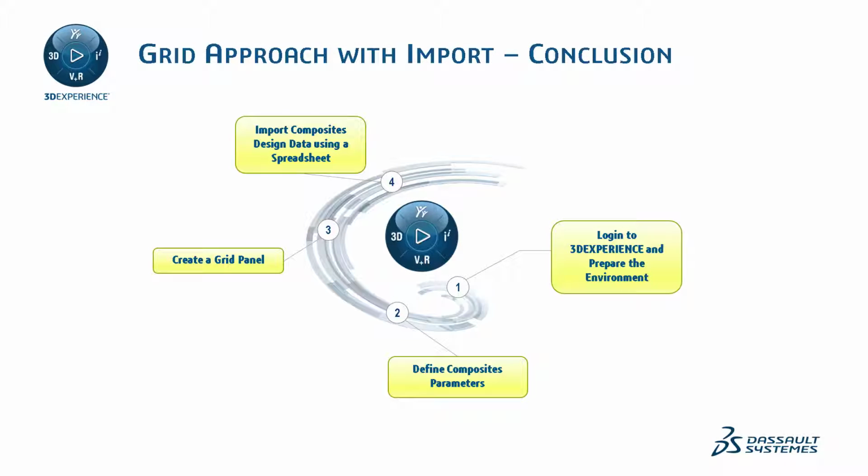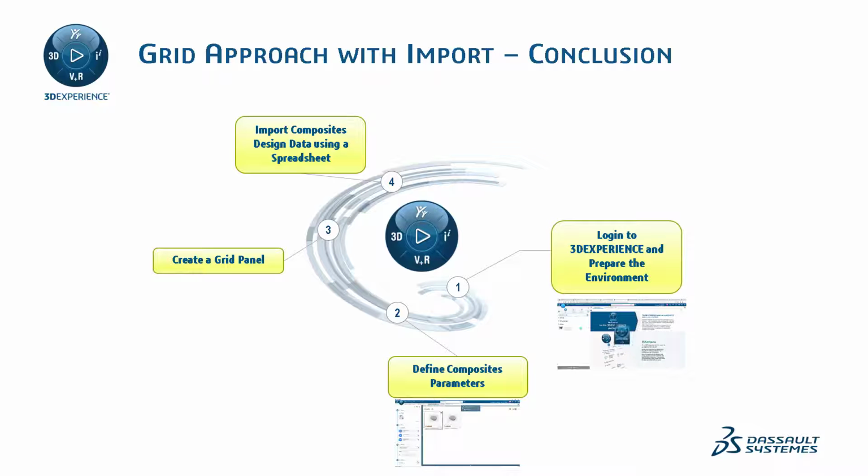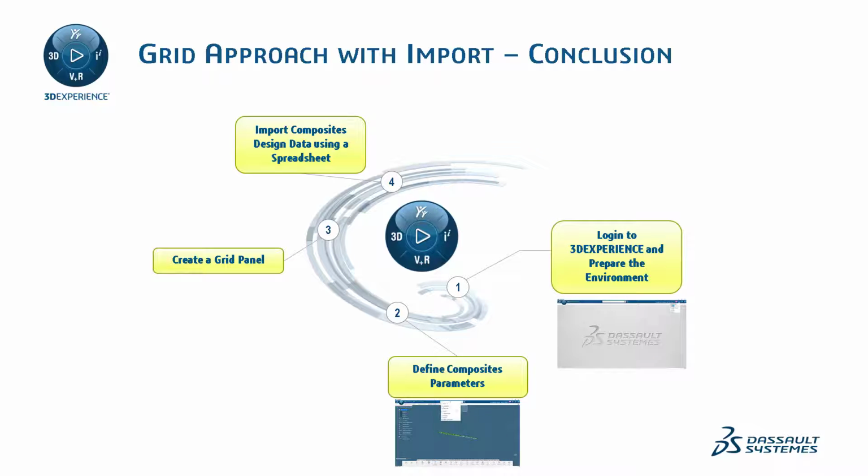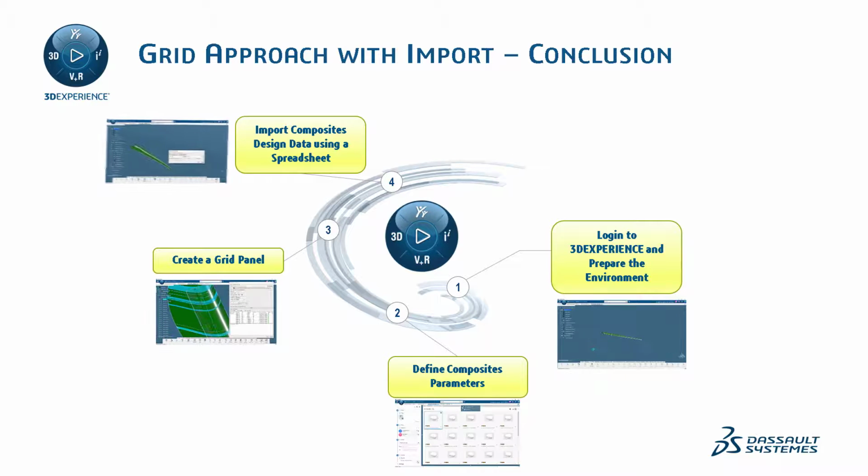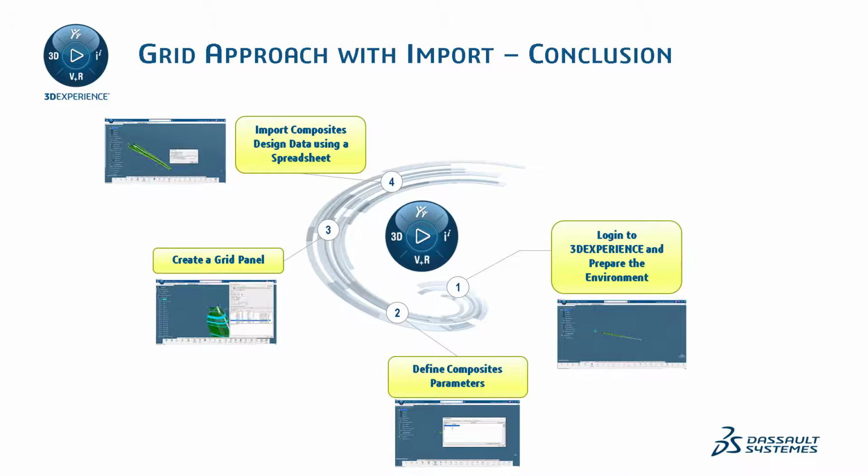This is the end of the tutorial. In this video, you learned how to log into 3DEXPERIENCE and prepare the environment. You learned how to define the parameters of the composite. You saw how to add composite material, how to edit the fiber direction, how to define a rosette, and how to create a ramp definition. And, finally, you learned how to define a grid panel, and how to import composites design data using a spreadsheet.